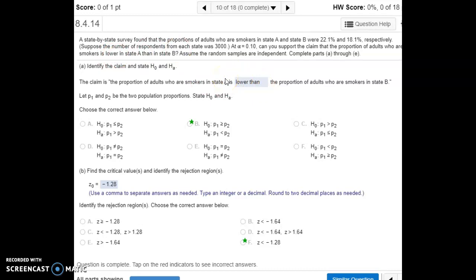There's no statement of equality here. It's that state A has a strictly lower proportion than state B. So this is going to be turned into our alternative hypothesis where the proportion from state A is less than the proportion from state B, strictly less than. That's our claim. Our null hypothesis, that's the complement of that, greater than or equal to for our two proportions.